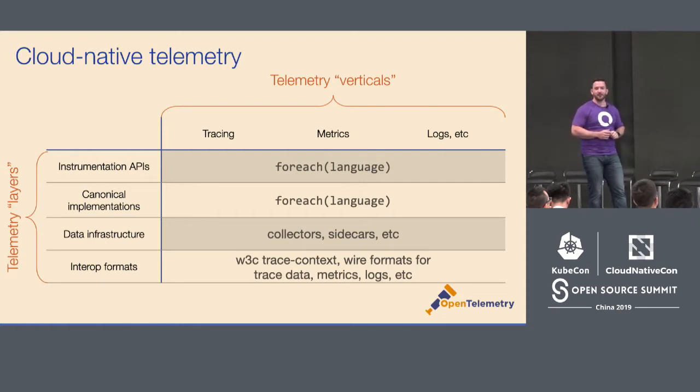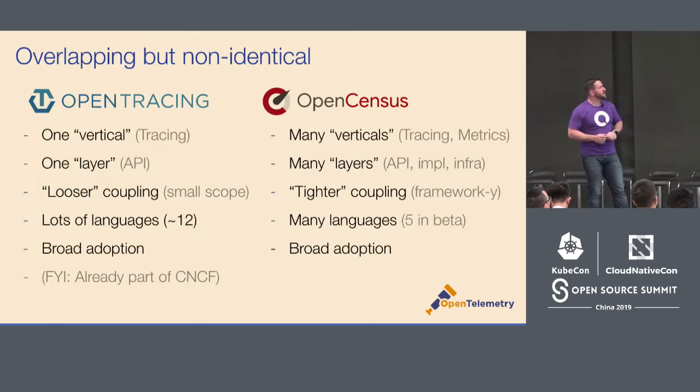As it turns out, this is a pretty complex problem because on top of the verticals and layers, there's also a polyglot of different languages that you could have written in, and you have to solve that problem for each of those languages. So there were two projects that existed. One was called OpenTracing, the other was called OpenCensus. They were similar, they were not the same.